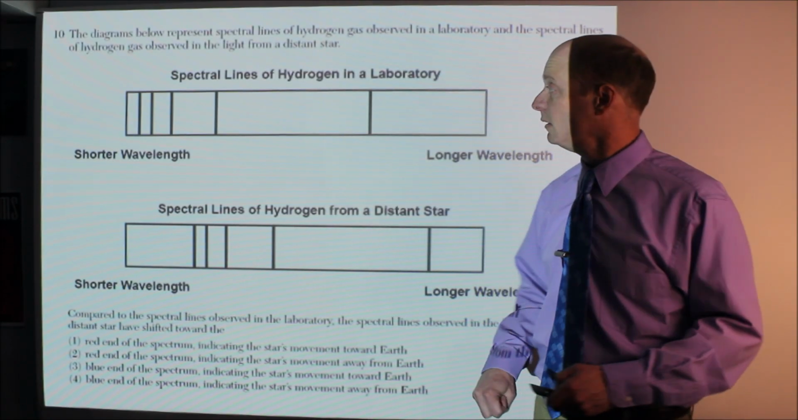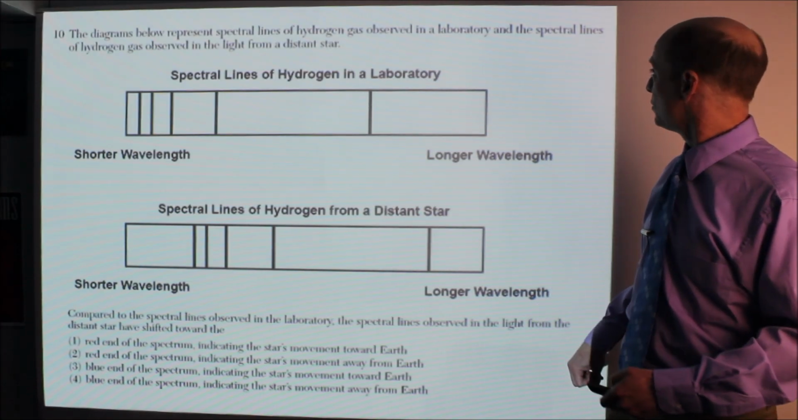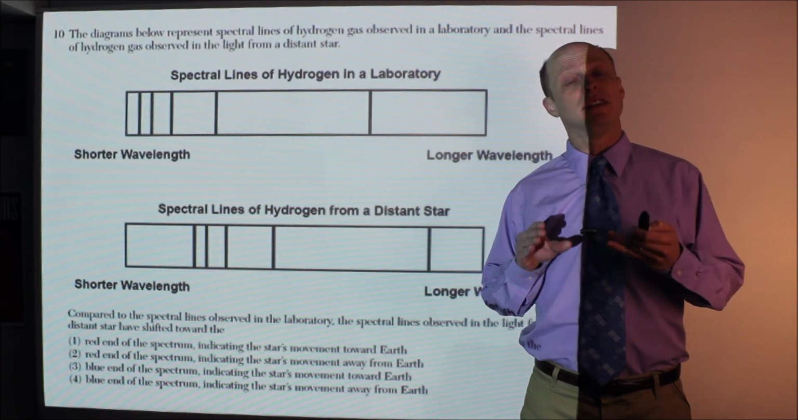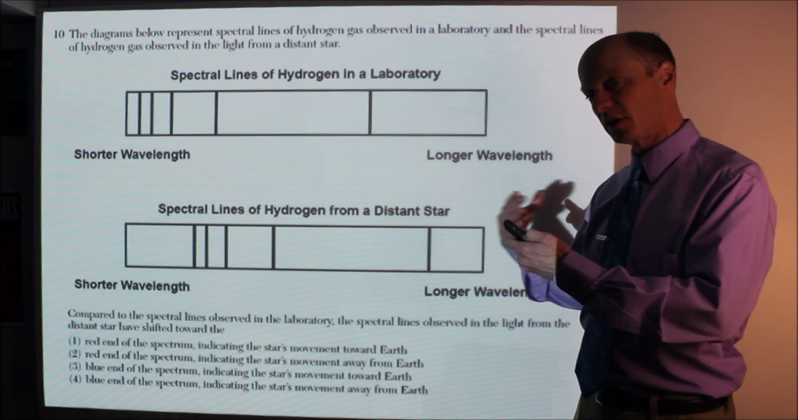Question 10. The diagrams below represent spectral lines of hydrogen gas observed in a laboratory and the spectral lines of hydrogen gas observed in the light from a distant star. Okay, these questions I found over the years to be very confusing for kids, so if you're confused by it, don't worry too much about it. I'm going to explain it now.